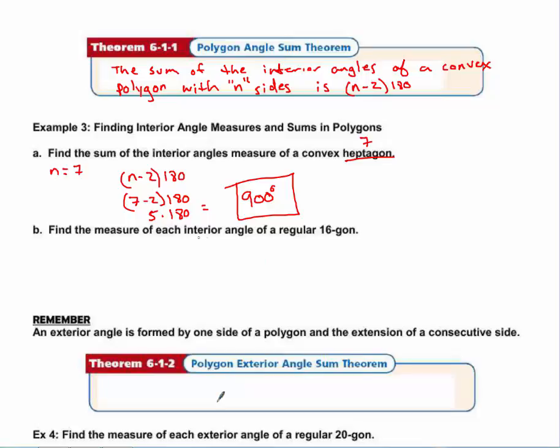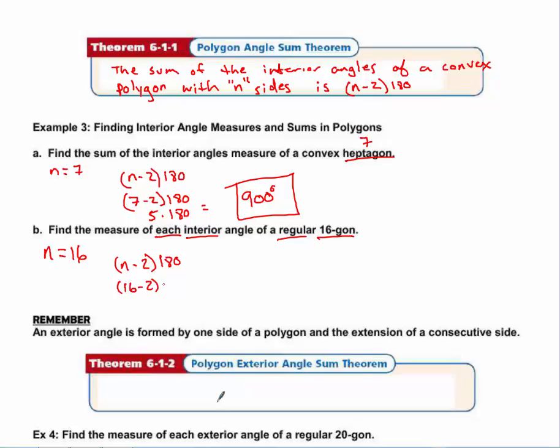Okay, find the measure of each interior angle of a regular 16-gon. Well, that means that n equals 16. But the difference with this problem is it says find the measure of each interior angle. So you have a 16-sided shape, and we want to know what each interior angle's measurement is. Now, because it's regular, that means they're all the same. So we don't need to find all of them, we just need to find one of them. And the way we're going to do that is find what all of them add up to, and divide it by the number of sides.